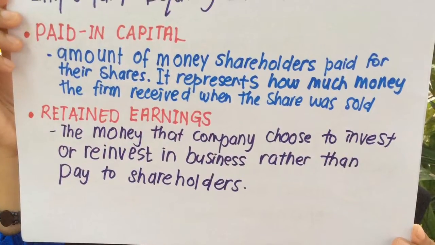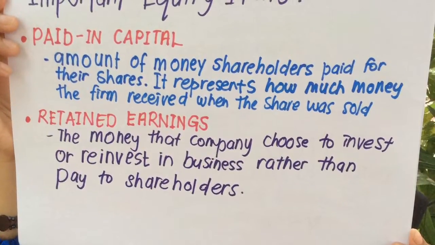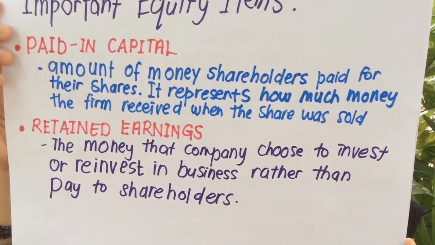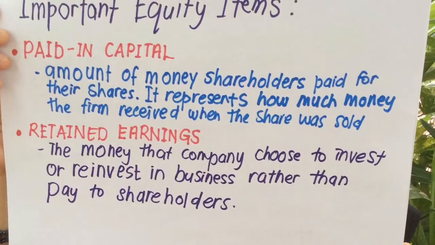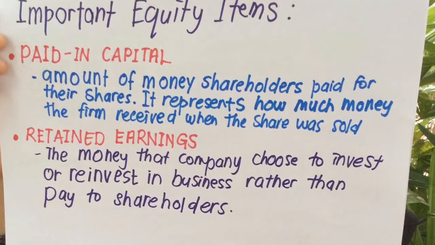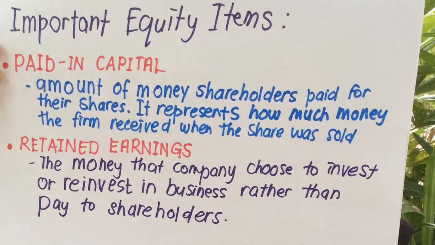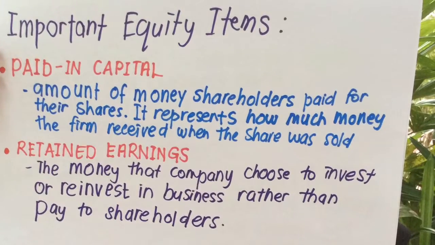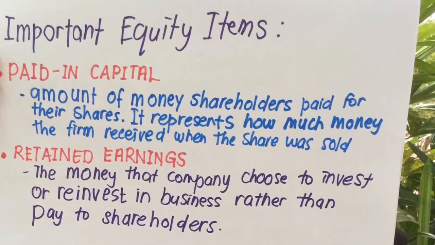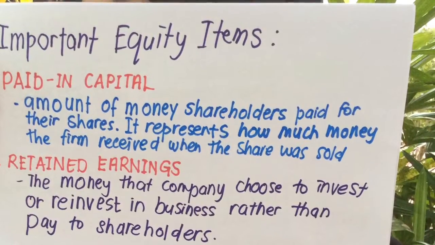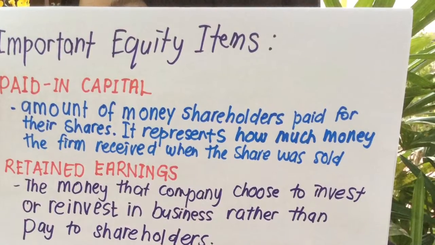The 2 important equity items are paid-in capital and retained earnings. Paid-in capital is the amount of money shareholders paid for their shares. It represents how much money the firm received when the share was sold. Retained earnings is the money that a company chooses to invest or reinvest in the business rather than pay to shareholders.